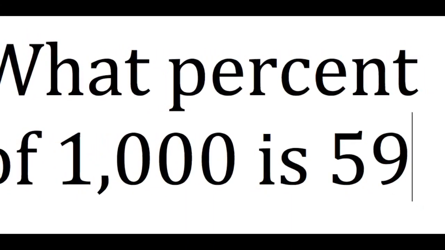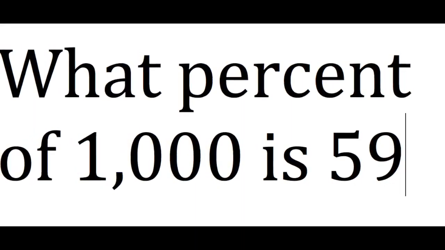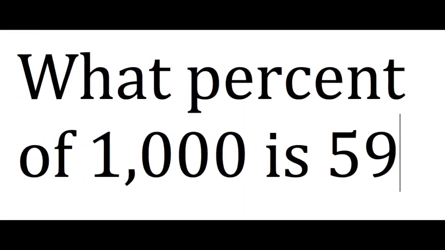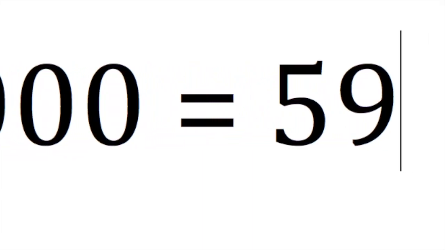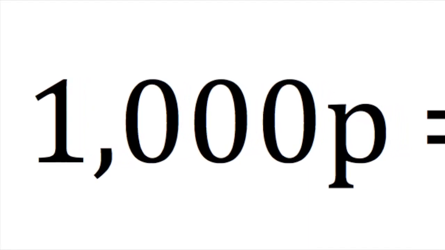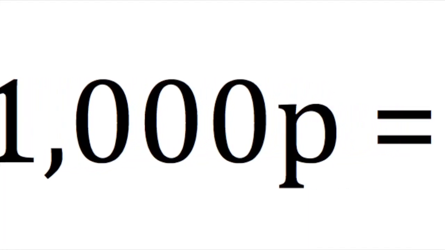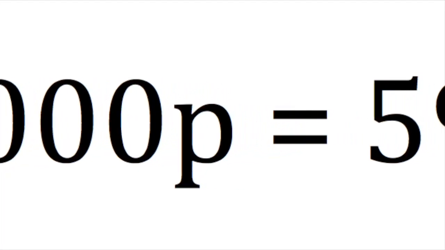What if you are given the solution and have to find the percentage? Here's the problem. What percent of 1,000 is 59? Again, here's what we know. P, being what percent, multiplied by 1,000 is equal to 59. We can simplify that by saying 1,000p is equal to 59. We now try to get p, our unknown percent, by itself on the left side of the equal sign.